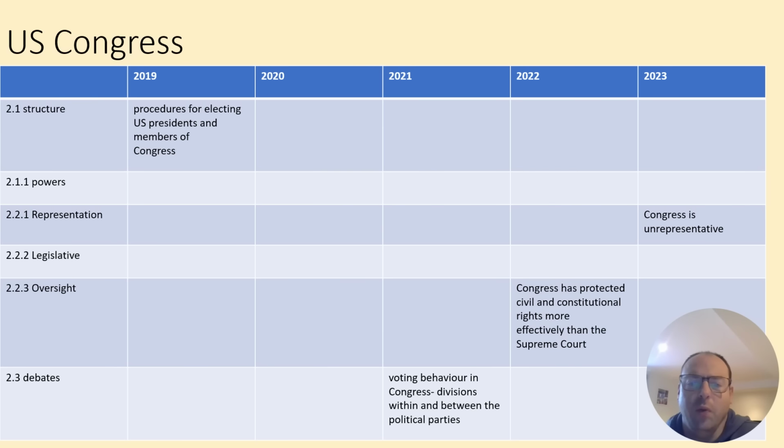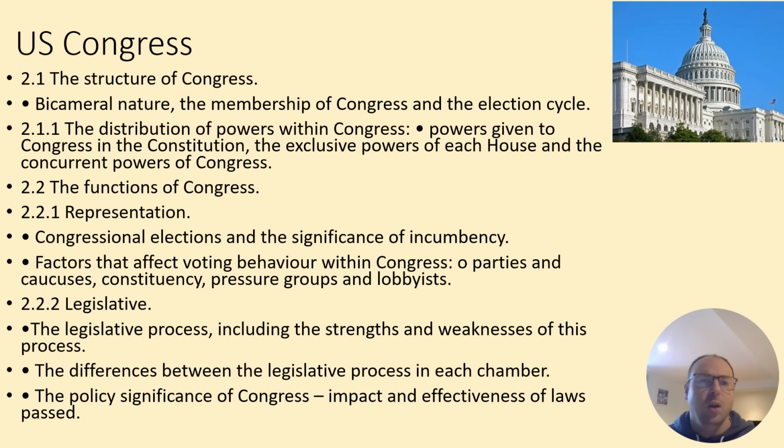And in 2021, there was a question on voting behaviour in Congress, so the divisions between the parties, whether that was the most important reason why members of Congress vote as they do. So there have been questions on Congress. I say there's not been a really rich range of them. So the structure of Congress, so the bicameral nature, membership of Congress and the electoral cycles, which is why I connected the election one to that.